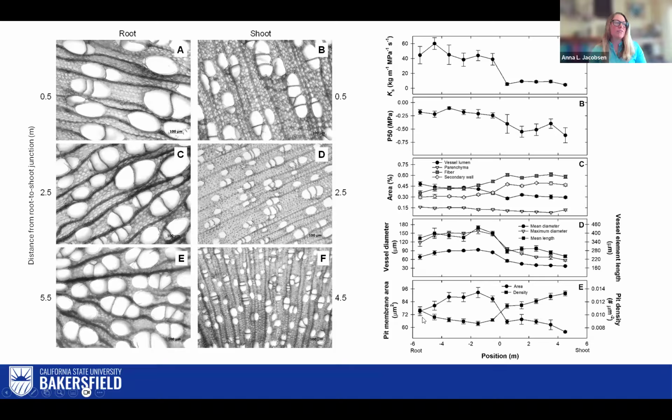Each of these figures on the right is basically mapping from the root tip, how it's changing all the way up to the shoot tip. So how are these things changing along the entire main plant axis? When we combine all of these together, I think it's really fascinating.